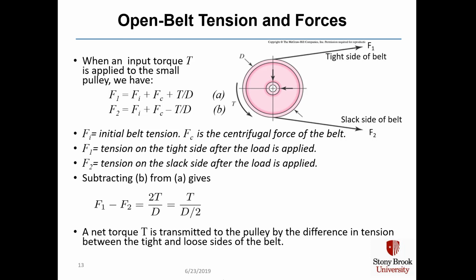And if we subtract equation B from equation A, we get that F1 minus F2 equals T over D over 2, which is the torque over the radius, and the net torque thus is transmitted to the pulley by the difference in tension between the tight and loose sides of the belt.